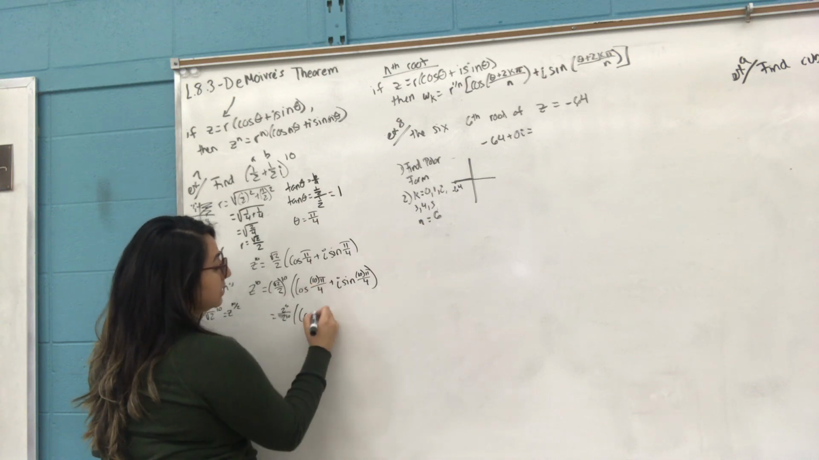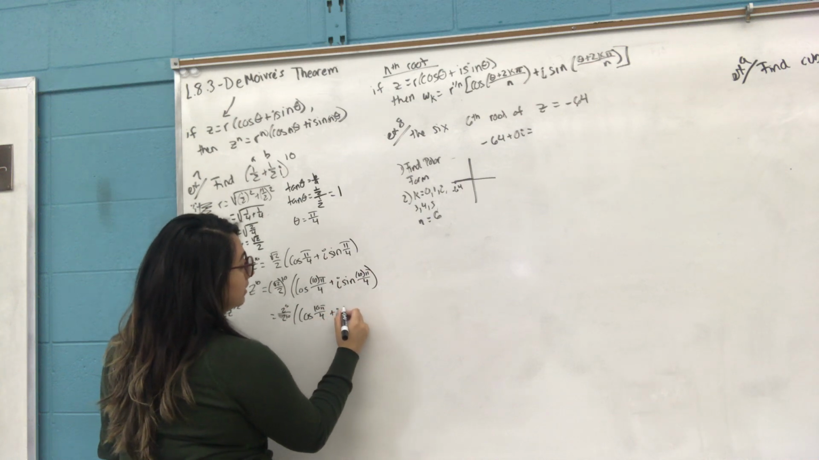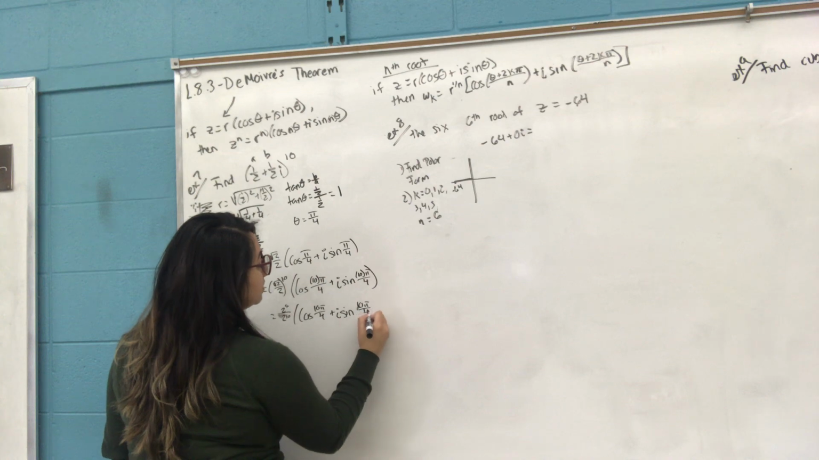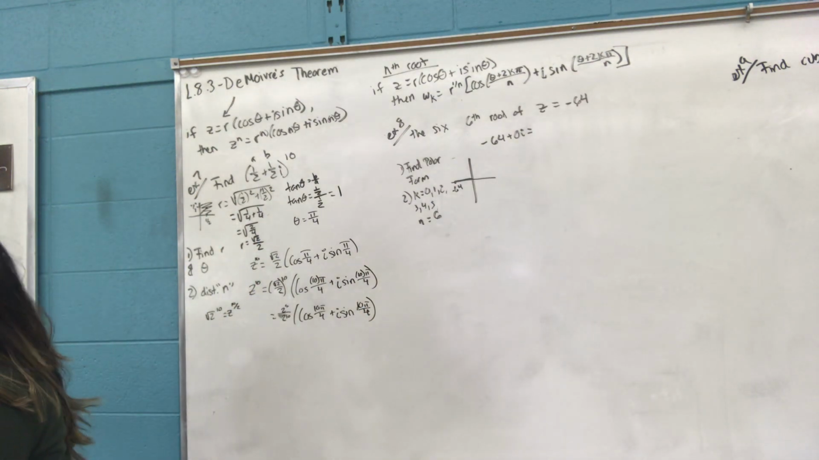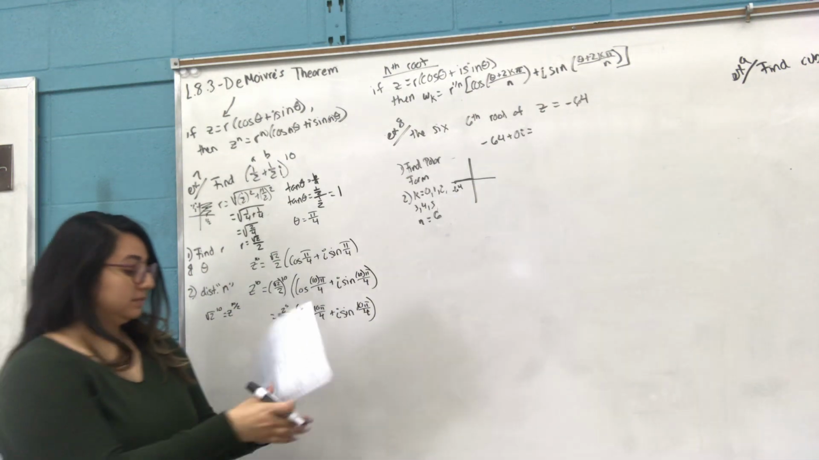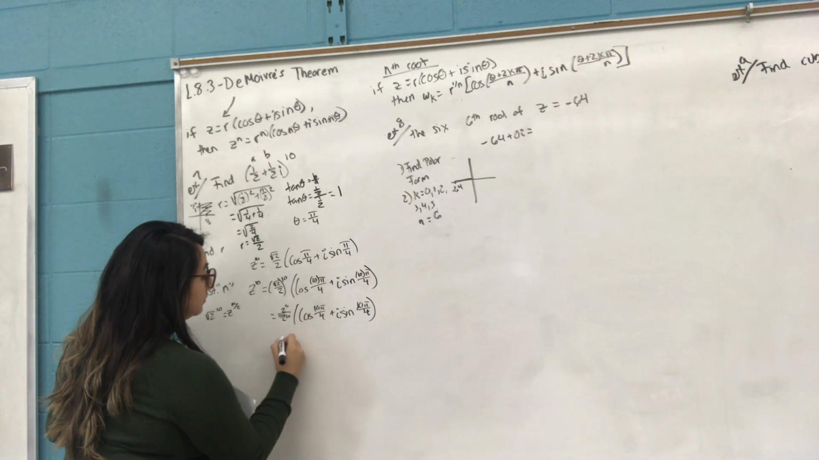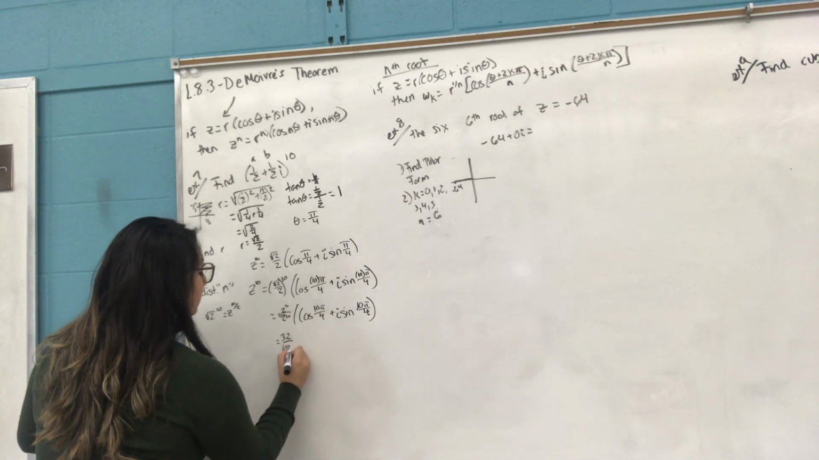I just get 10 radians over 4 plus i sine 10 radians over 4, because I'm multiplying it into my argument. I simplify it even further. So the numerator I get 32 over 2 to the 10th power, which is 1024.